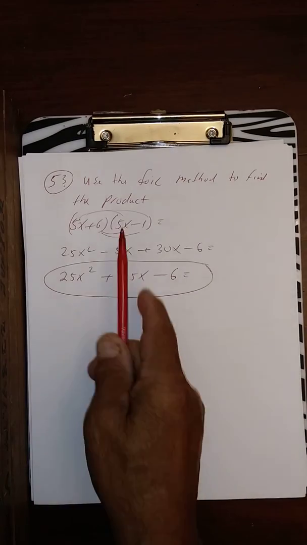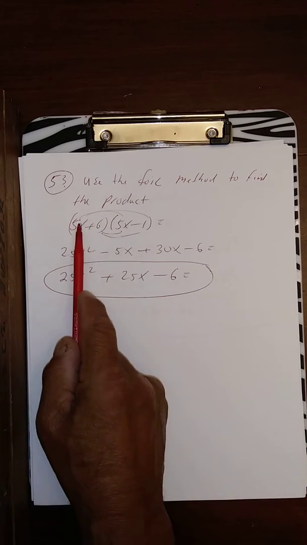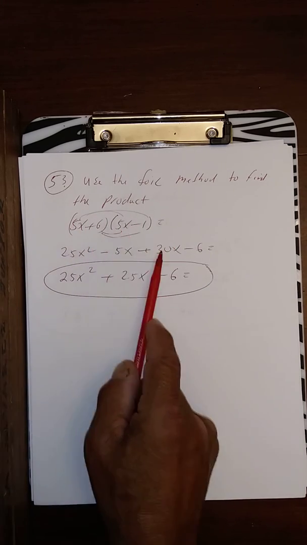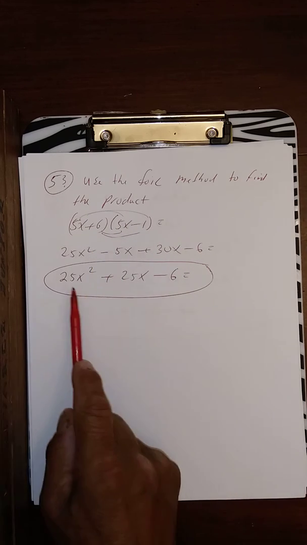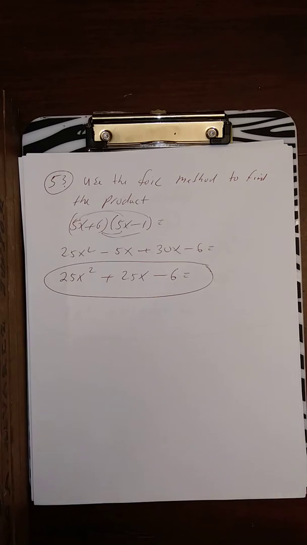Alright, so now we have, use the FOIL method to find it. Okay, that's fine. 5 times 5 is 25x squared. 5 times that is negative 5x. That times that is 30x. That times that is minus 6. Put it together. 25x squared plus 25x minus 6.